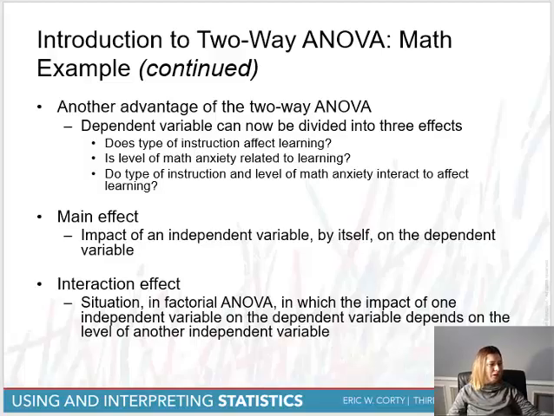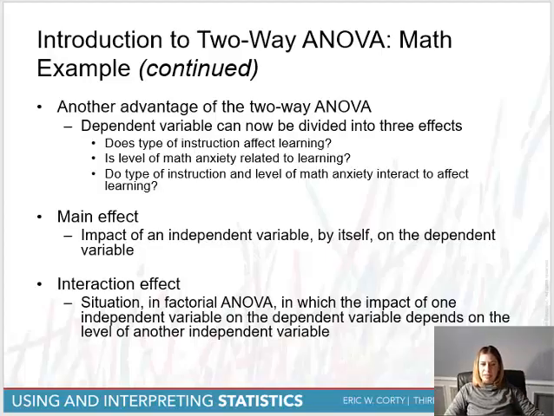Hello everyone. We have been talking about the factorial ANOVA, and the example we've been talking about is the impact of anxiety and the method of instruction on learning, specifically learning math or statistics in this case. I think we ended last time talking about advantages of this multi-factor design, and this set us up for this next slide, talking about what the analysis is really doing.